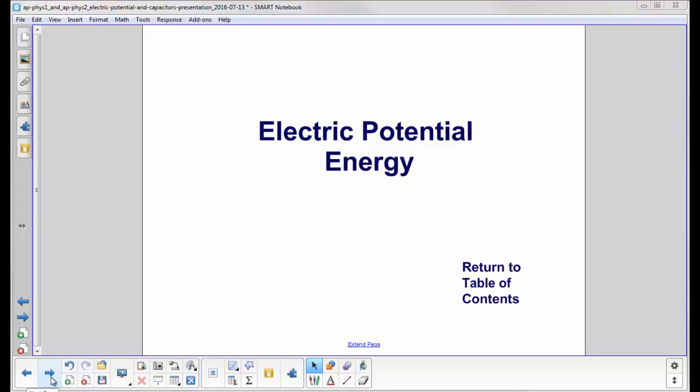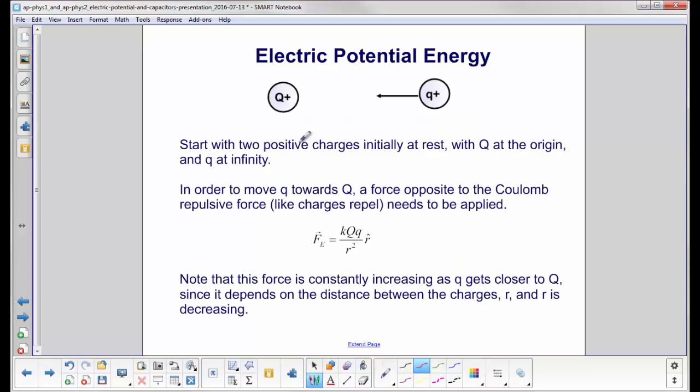Electric potential energy. Let's start with two positive charges initially at rest, with Q at the origin. This plus Q right here is the origin, and this little q is at infinity. In order to move little q towards big Q, a force opposite to the Coulomb repulsive force needs to be applied, because, remember, like charges repel.